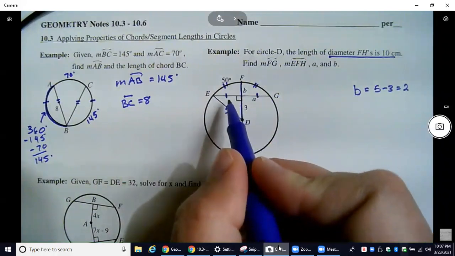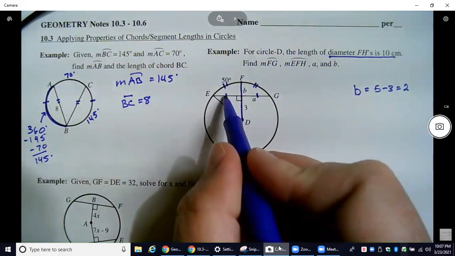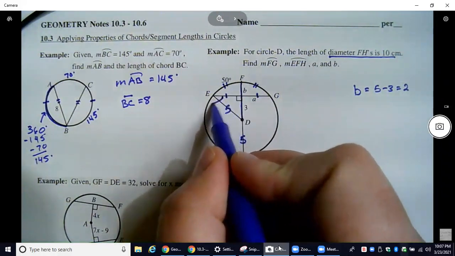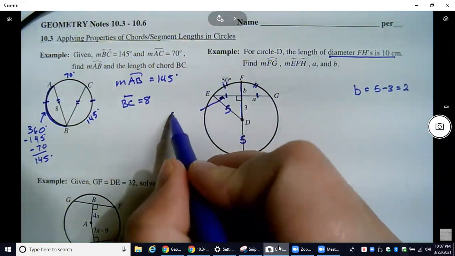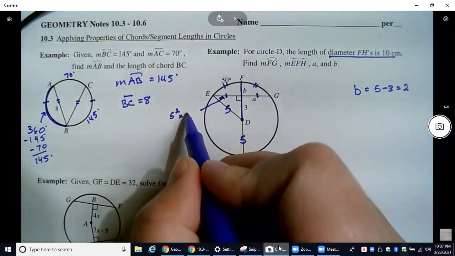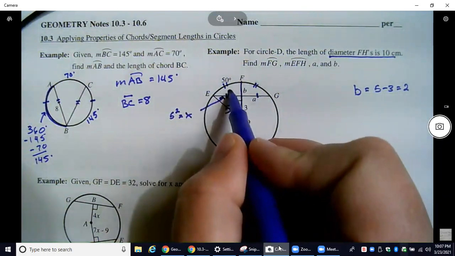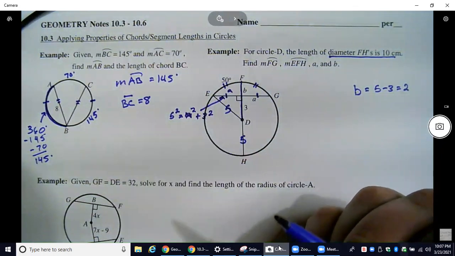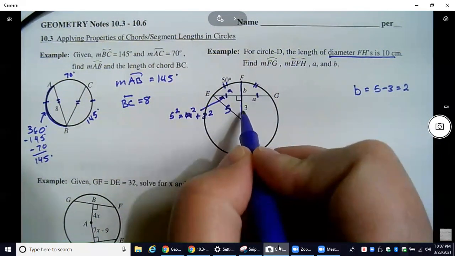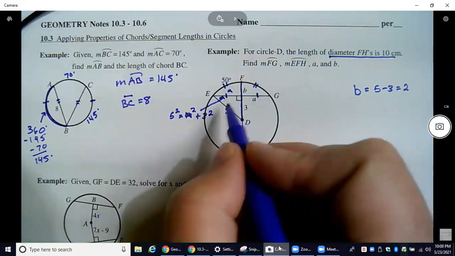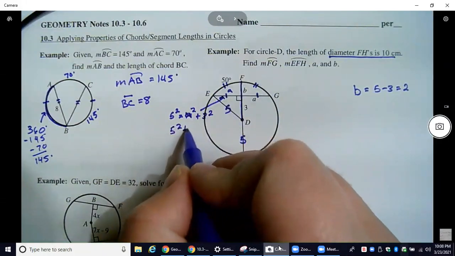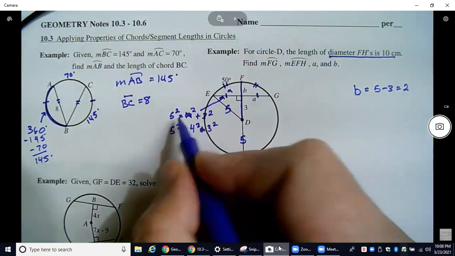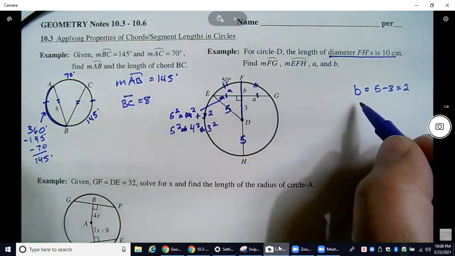Now you'll notice that we actually have a right triangle here. So to solve for this one, we would do the Pythagorean theorem. You could say 5 squared equals, let's call it A, A squared plus 3 squared. But if you remember your Pythagorean triples, you know that 3, 4, 5 makes a right triangle. Well, that's messy. But basically A equals 4.